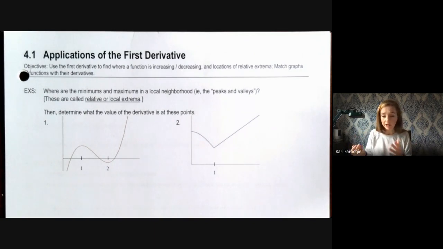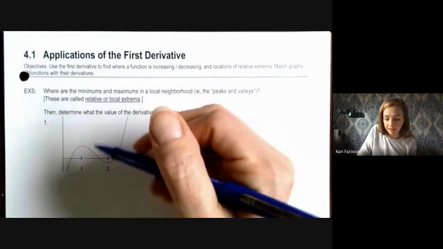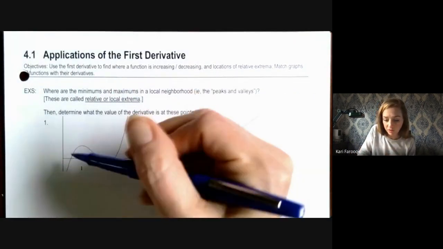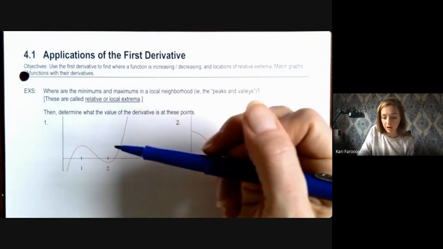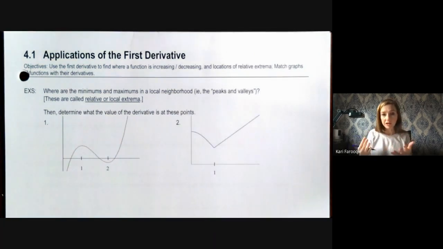So when I'm zeroing in on a local neighborhood, what I'm doing is basically isolating a specific portion of the graph that usually contains a piece of the graph that's going to be more important to us, like in this particular instance, a maximum or minimum value. So I can look at that in a local neighborhood by just focusing on a specific place on the graph. So right now I'm going to focus on the neighborhood that's sitting around x equals 1.